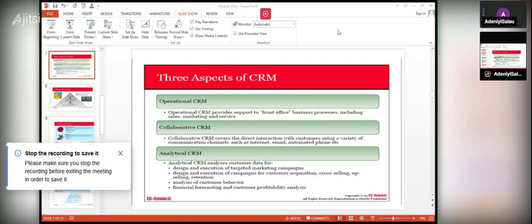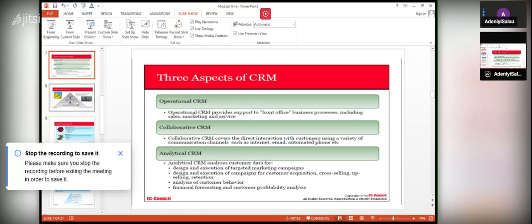Then the last part, we have analytical CRM. This helps you to analyze your data and take decisions based on what you have discovered. With analytical CRM, you can carry out what? Targeted marketing campaigns. You can also design campaigns. It helps you to analyze your campaign and see what you have done wrong. Let's say, for example, I run a campaign and the campaign did not succeed. With analytical CRM, I can analyze customer behavior and take proper decisions on how to move forward and get customers' commitment.